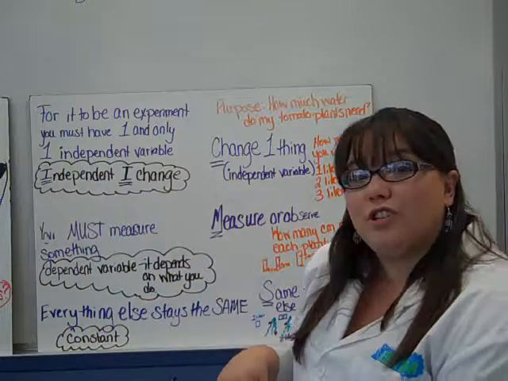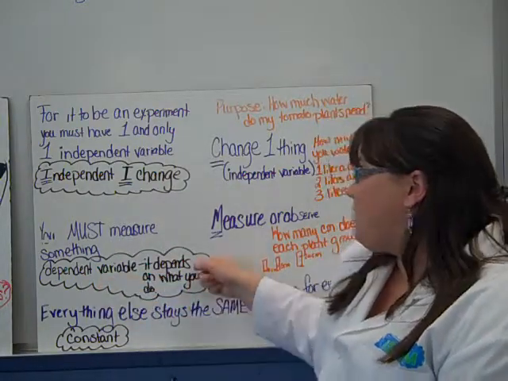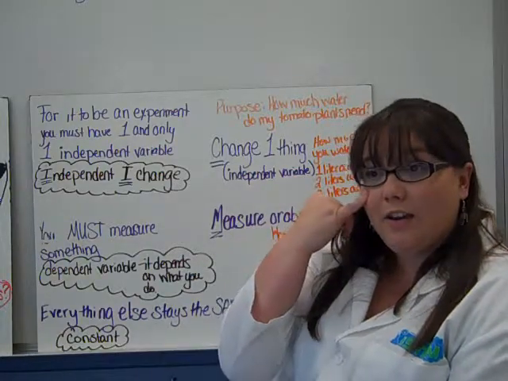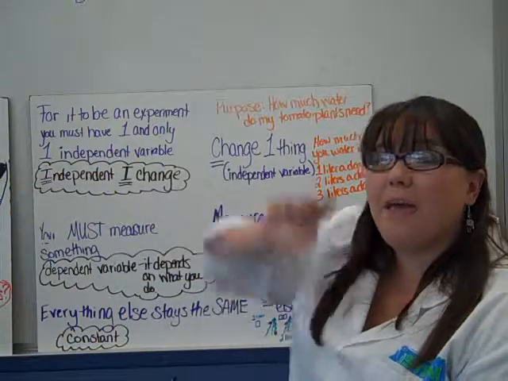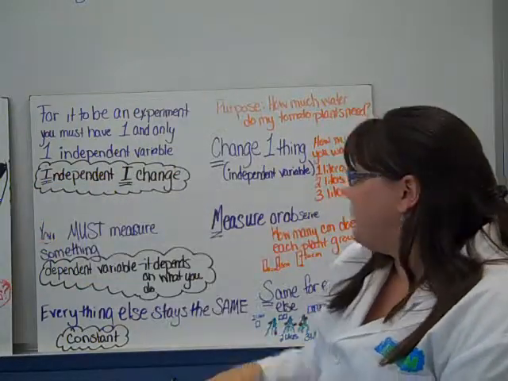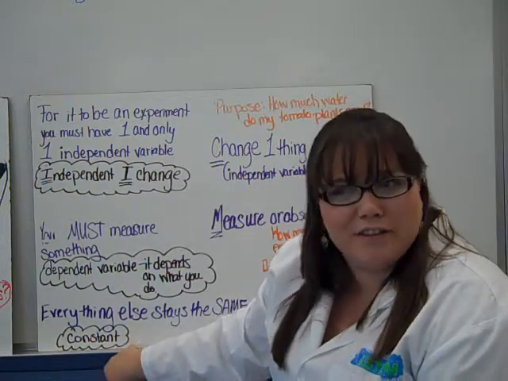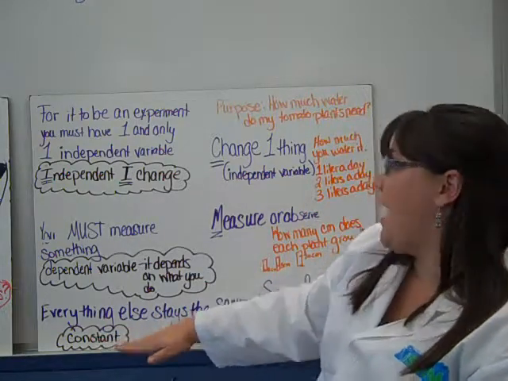You must measure something. This is your dependent variable. It depends on what you do. I change the independent variable. The experiment changes the dependent variable. It depends on what happens. And everything else remains the same, or constant. Just like your little sister who's constantly talking, remains the same. Always the same thing happening there.